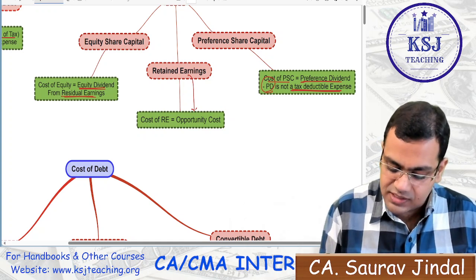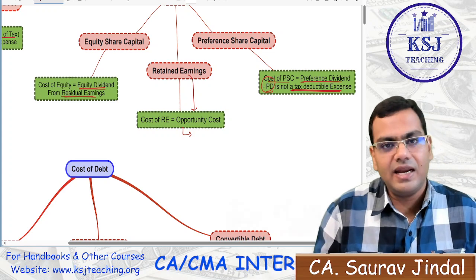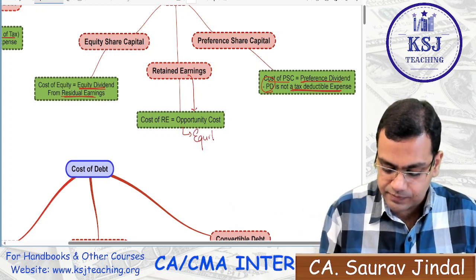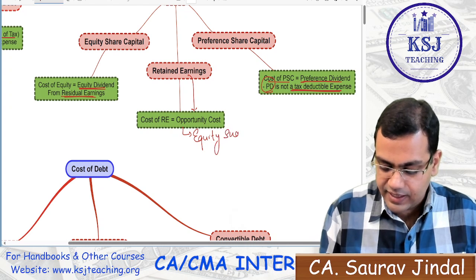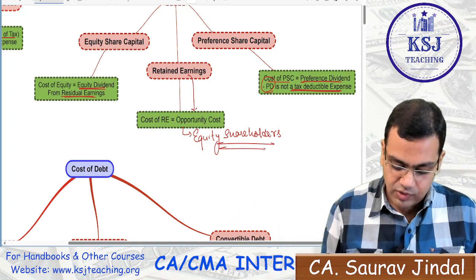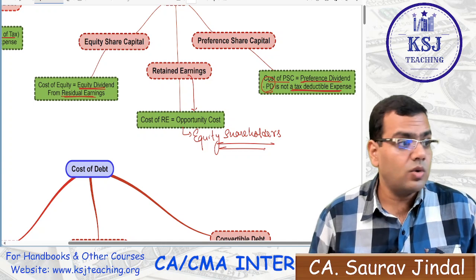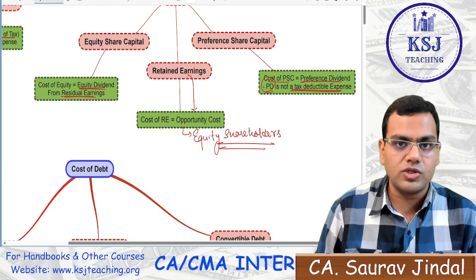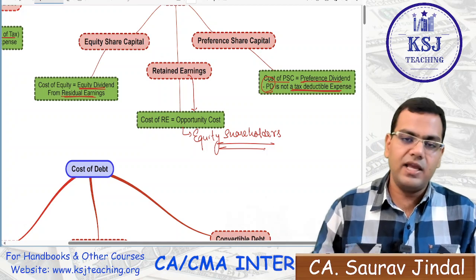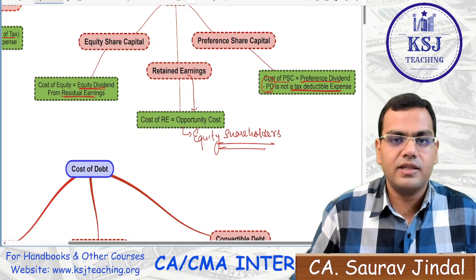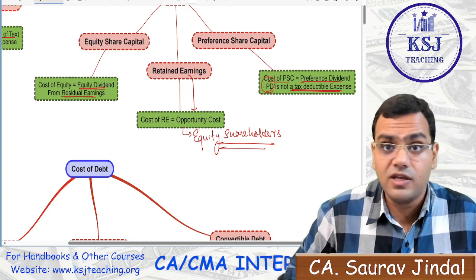So there is an opportunity cost related to retained earnings. And to whom do these retained earnings belong? These retained earnings belong to the equity shareholders only. How to calculate the cost? Now this is the basic point: every source of capital will involve some sort of a cost that is to be paid. It is not that you will get the capital absolutely free of cost.